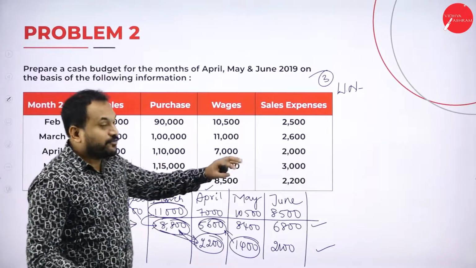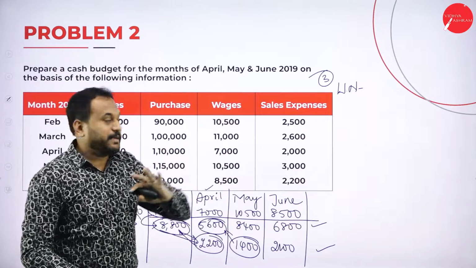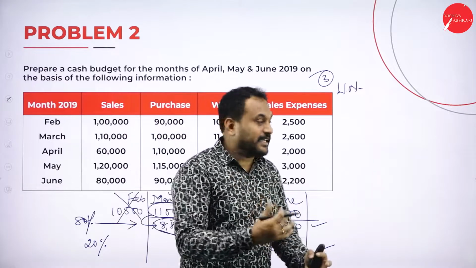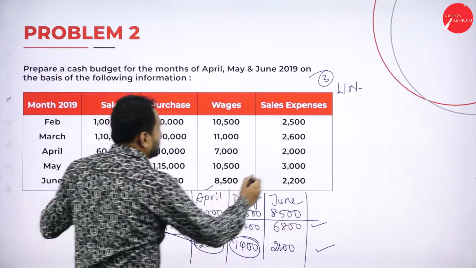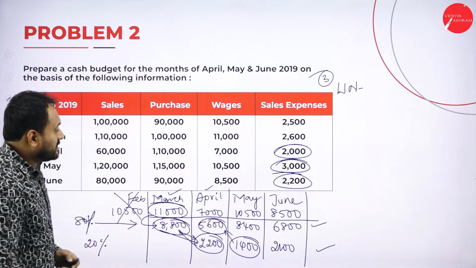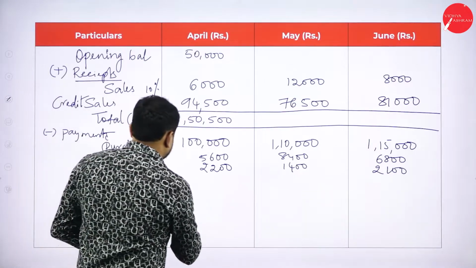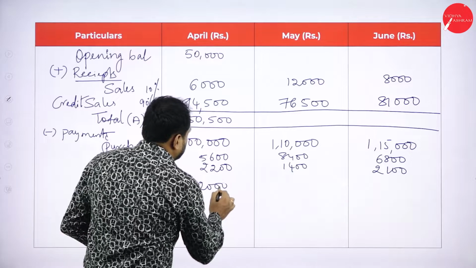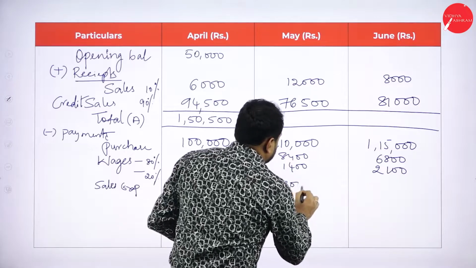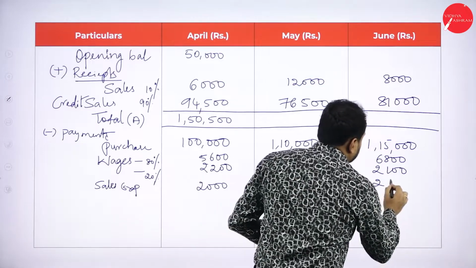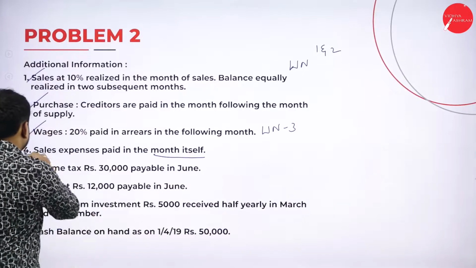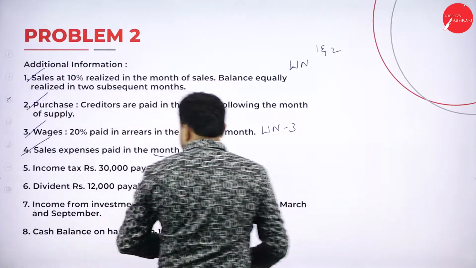Now understand, we are supposed to prepare for the months of April, May, June, and they said that sales expenses will happen in the same month itself. So here, April, what happens? 2,000, then 3,000 and 2,200. So write down the same thing here. 2,000. Next is 3,000 and then we have 2,200. So my sales expenses are also done.